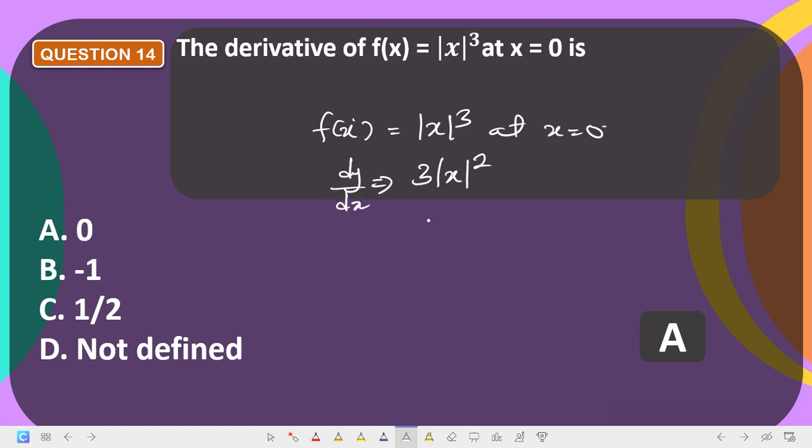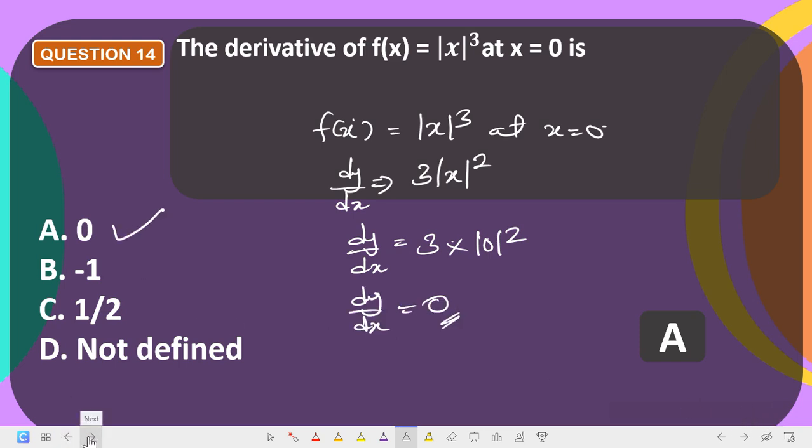Now at s equals 0, what will it be? dy/ds is equal to 3 times the absolute value of 0. Now, the absolute value of 0 is what? So in this case, our dy/ds is equal to 0. And that makes option A the correct answer.